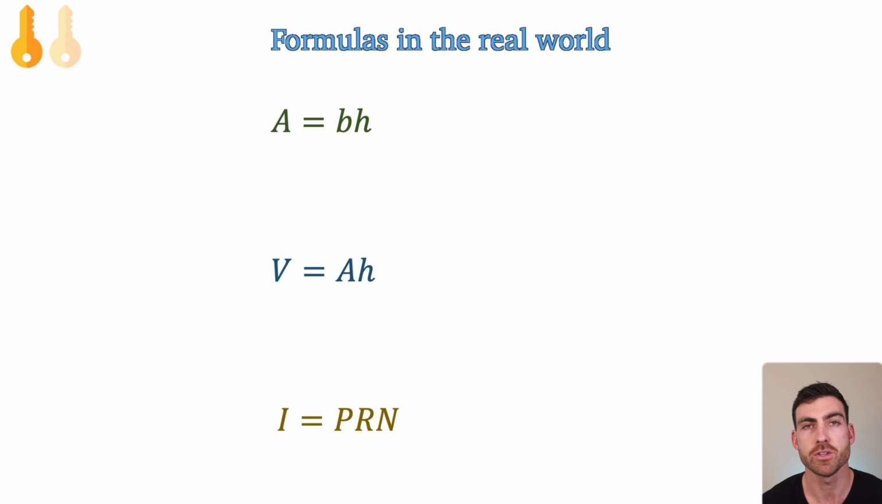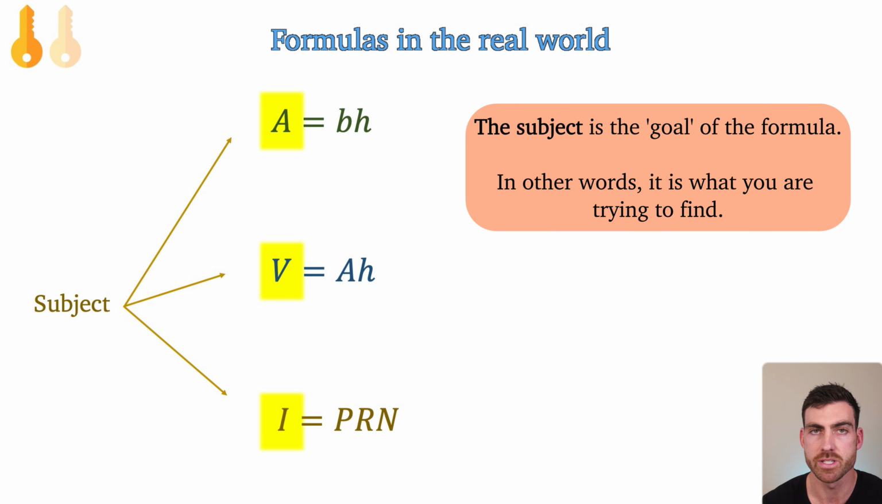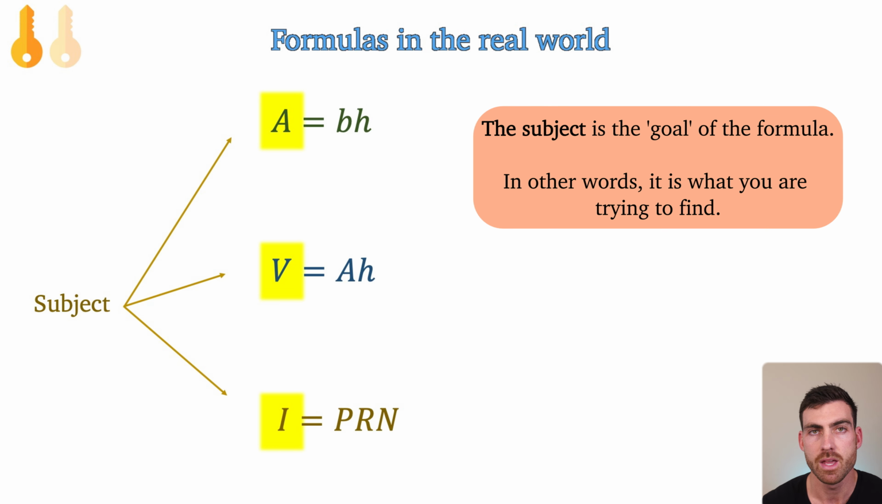And here's something you might not have noticed. In each formula, there's one variable on the left-hand side of the equal sign. This is called the subject of the formula. It's what you're trying to find. In a way, the subject is the goal of the problem.